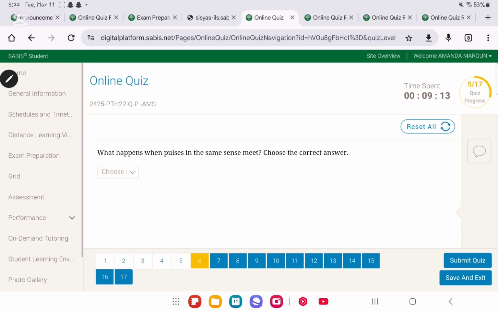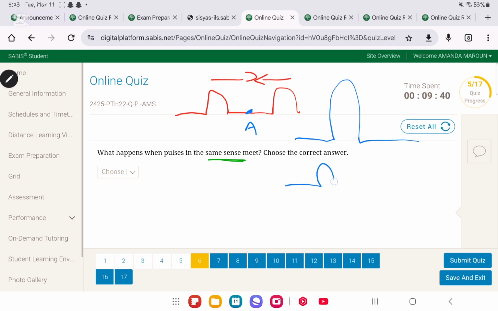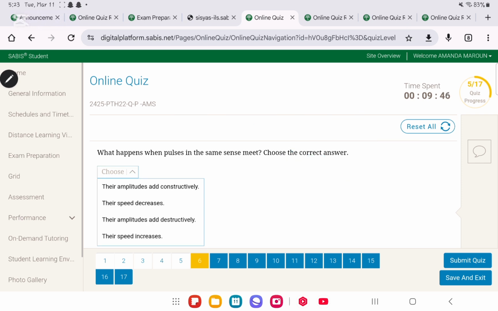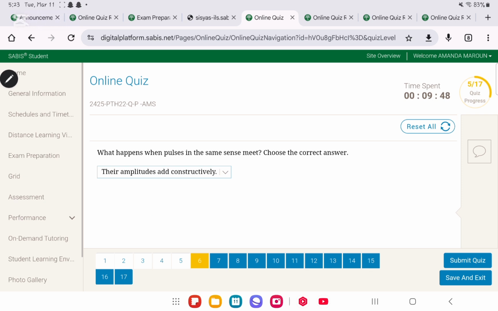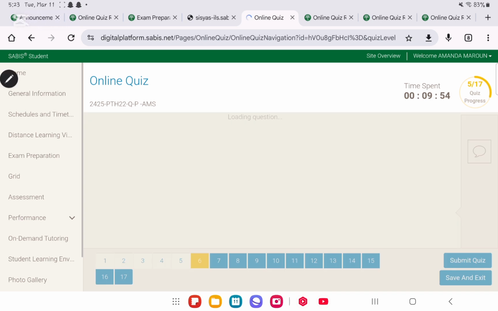So keep these in mind. We move on to question number 6. They said, what happens when pulses are in the same sense? What do they mean by pulses in the same sense? That means one pulse is up and the other pulse is up, but they're moving in opposite directions. So when they meet at this point over here, which we will call A, they will do something called constructive interference. So they will build a wave that is much bigger, and then they will just continue their ways normally. Their amplitudes will add constructively, or in another sense this is called constructive interference.